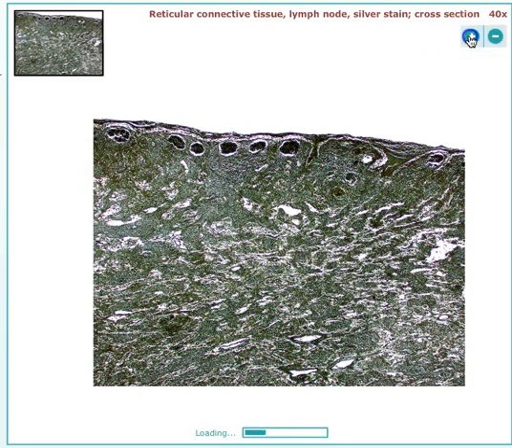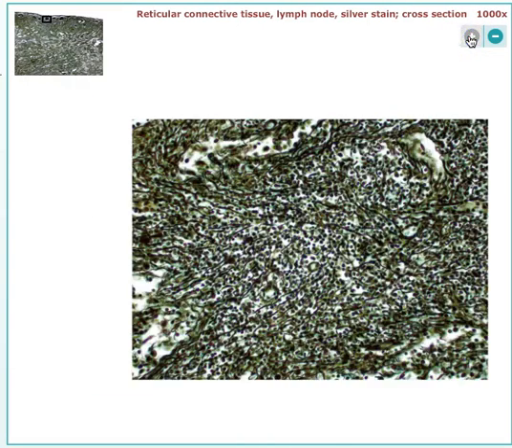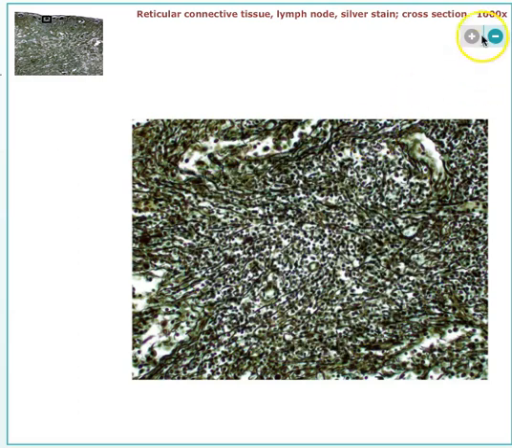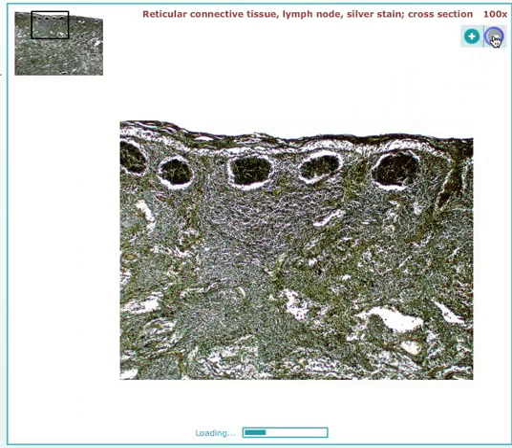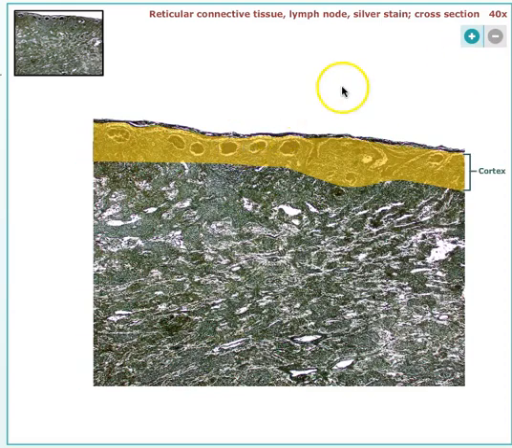So let's bump up the magnification. There's reticular. This is the picture that most of you are probably used to seeing here. This is one of the more common appearances of reticular. But if you're in your lab looking through a microscope at 40 times magnification, this is what you're going to see.